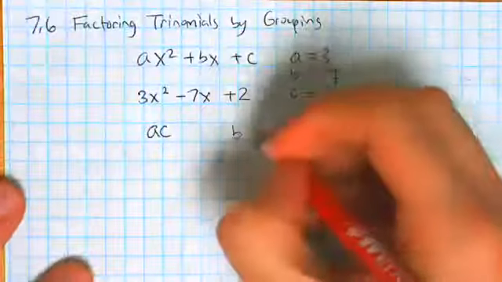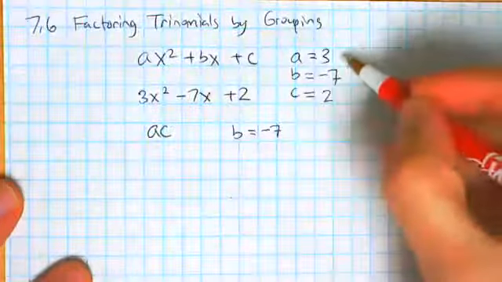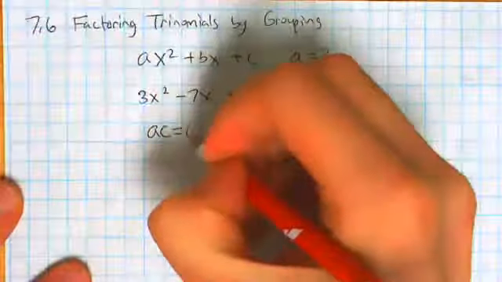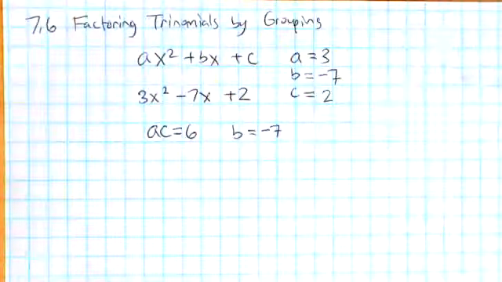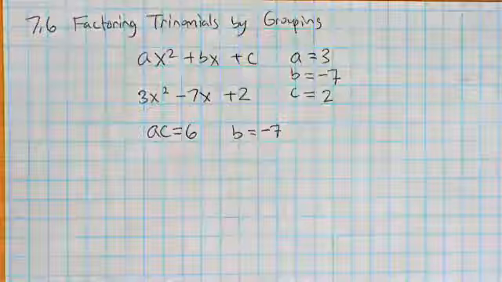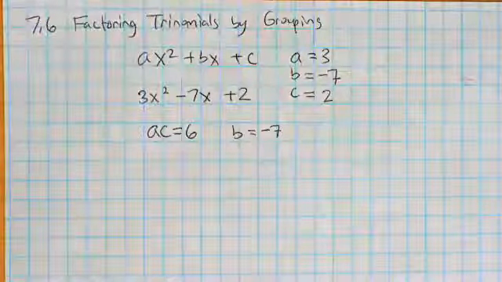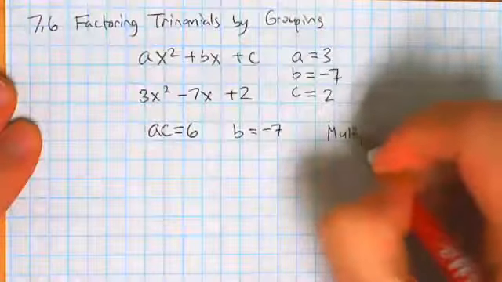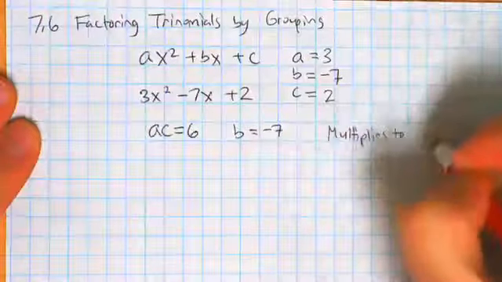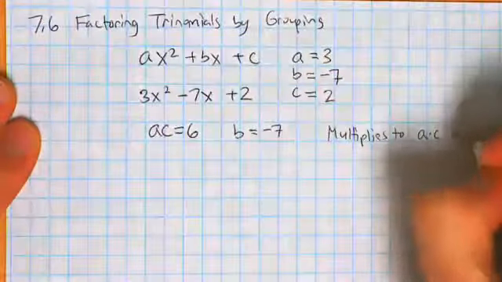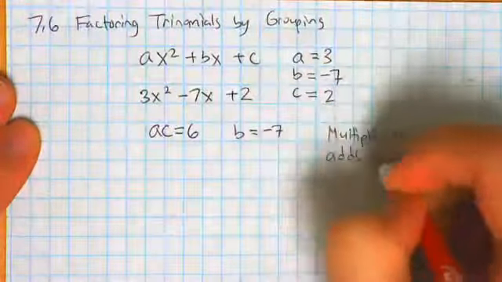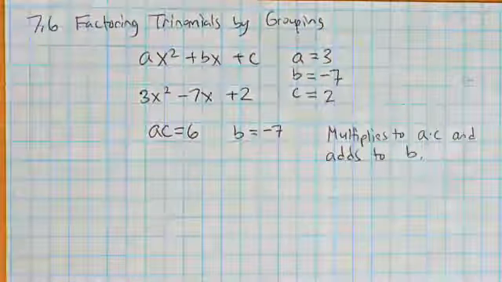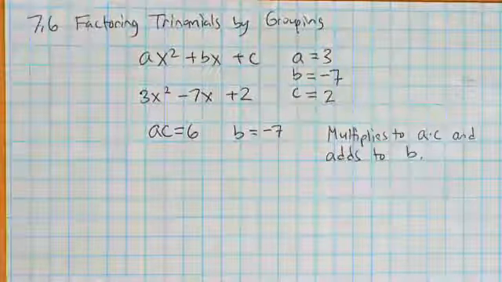We already know what our B is. It's negative 7. AC is A times C, not air conditioning. A times C, which here is 3 times 2, aka 6. And with our AC and our B, we now need to find something which multiplies to A times C and adds to B. That's what we're looking for here. We want to find 2 numbers which multiply to A times C and add to B.